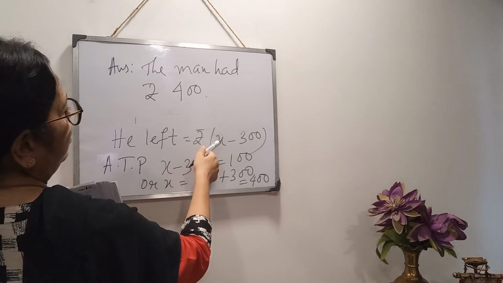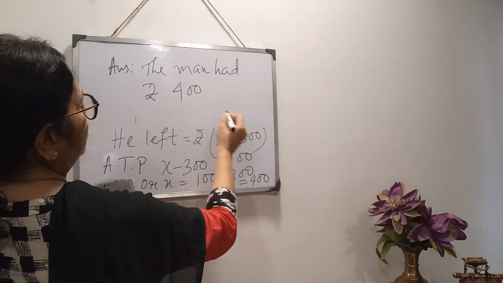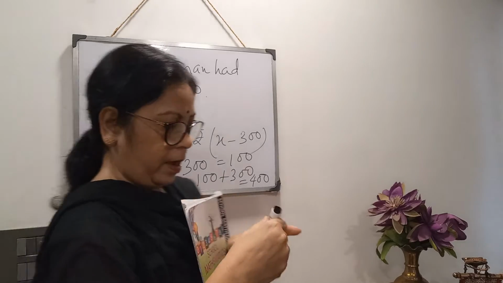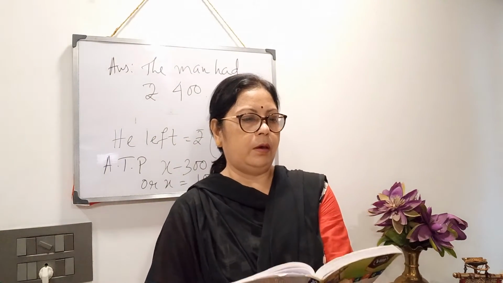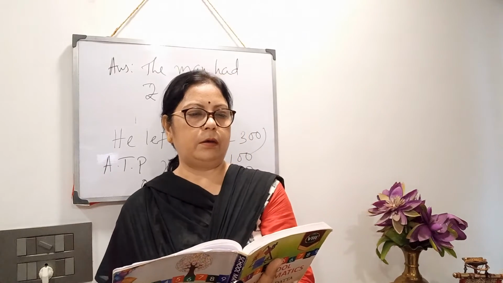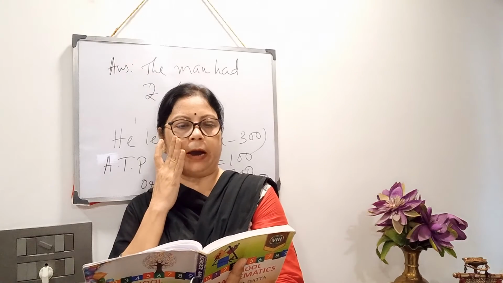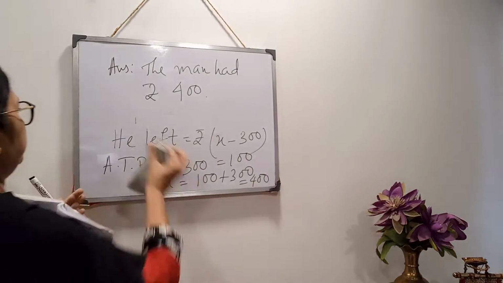Now very easy, see. If he had 400, he spent 300. 400 minus 300, how much is left? 100. So your answer is correct. Next one. The half of a number is greater than 1/5 of it by 6. Then find the number. Okay.